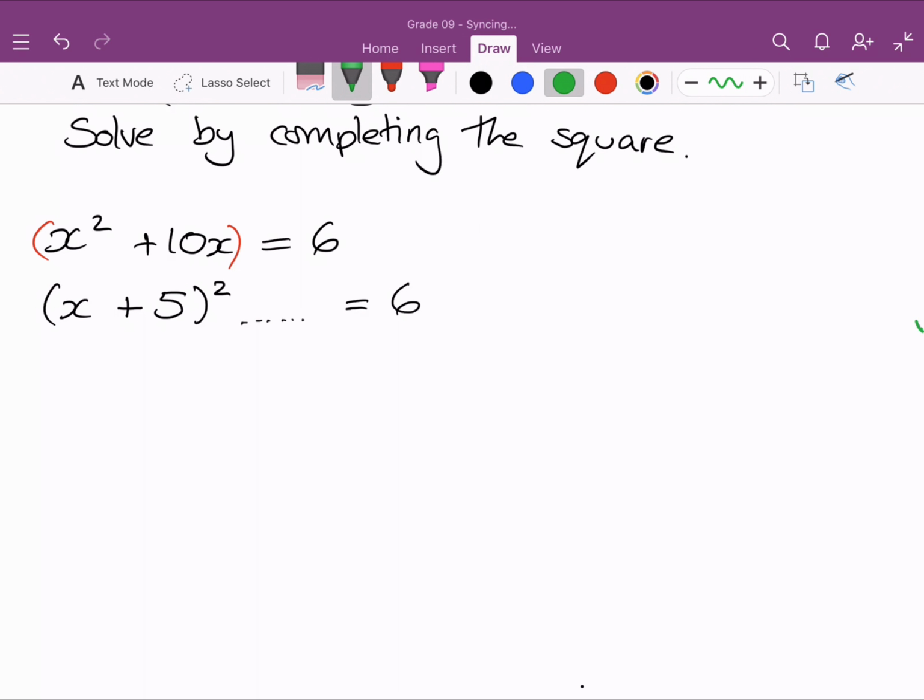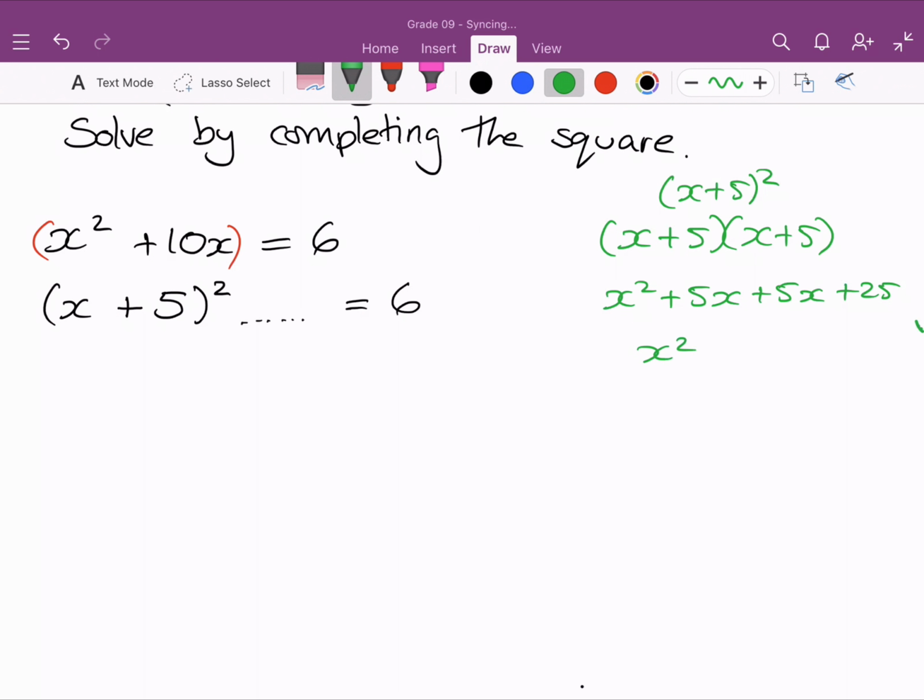So we'll just go across to the side, x plus 5, because remember, x plus 5 all squared is x plus 5 times x plus 5. That gives me x squared plus 5x plus 5x plus 25. So it's x squared plus 10x plus 25. Okay?